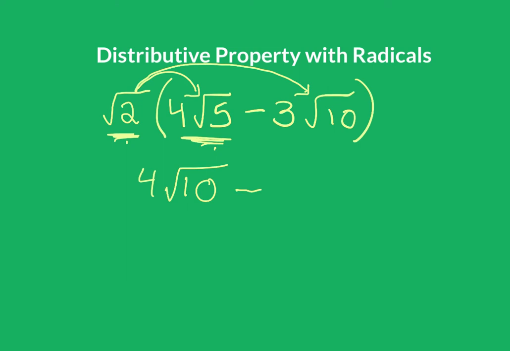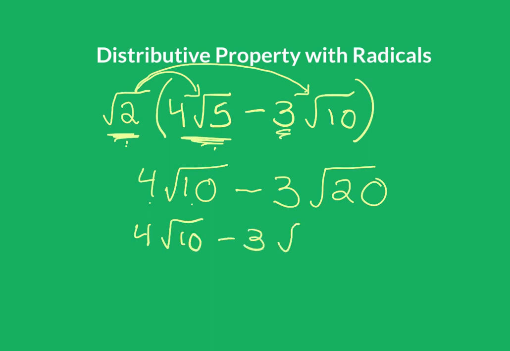minus, all right, so I've got, let's see, a 3 on the outside. 3 and then 2 square root of 10, that is square root of 20. I always look to see what you can simplify. 4 square root of 10, I can't do anything, but the square root of 20, I can simplify. So 4 square root of 10 minus 3, break 20 apart into 4 times 5. And then the square root of 4 is 2.